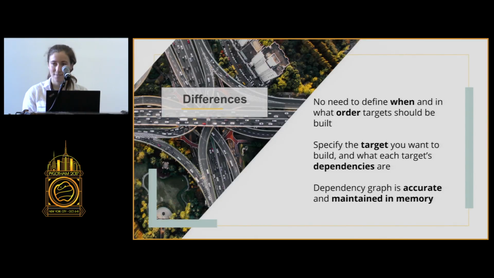The differences between Make and Bazel. First and foremost, Bazel's smarter than Make and makes your life easier. So I'm sure many people can relate to the frustrations of having put something stupid in their makefile and then having to fix it. Bazel simplifies a lot of things. It figures out when and in what order targets should be built. It creates accurate dependency graphs and keeps them in memory, which speeds up builds and allows for parallel execution of certain targets. All you have to do is specify the target you want to build and what that target's dependencies are. In a whole big infrastructure of many, many targets, Bazel figures it out from there.